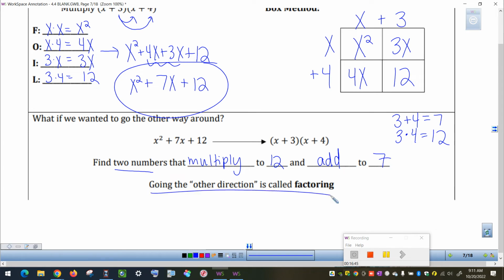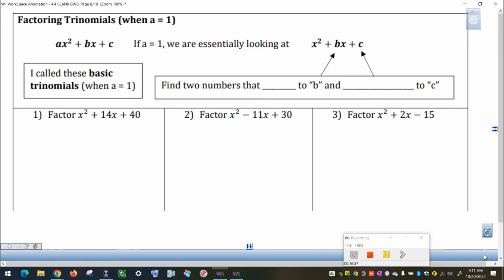And going that other direction is called factoring. So we know how to multiply, that's going forward. Factoring is what we do when we're going backwards. So let's take a look here at a few more examples.